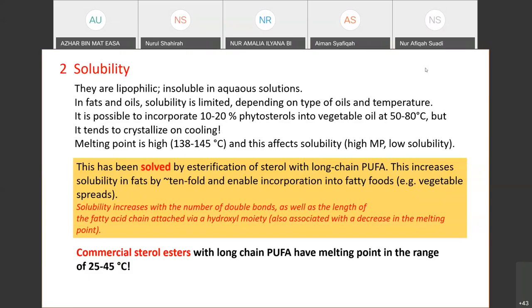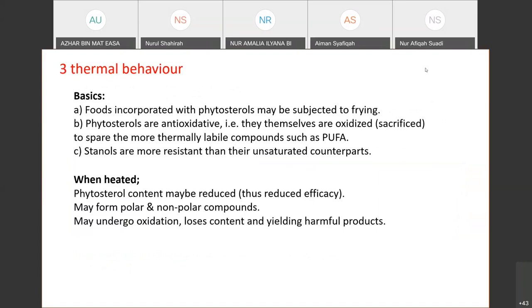But I guess you can guess now, even though this looks good and promising, the only problem is that because of the PUFA, like fish oil, PUFA can be a little bit unstable. The commercial sterol esters with long chain PUFA have a melting point in the range of 25 to 45 degrees C. So that solves a lot of problems.